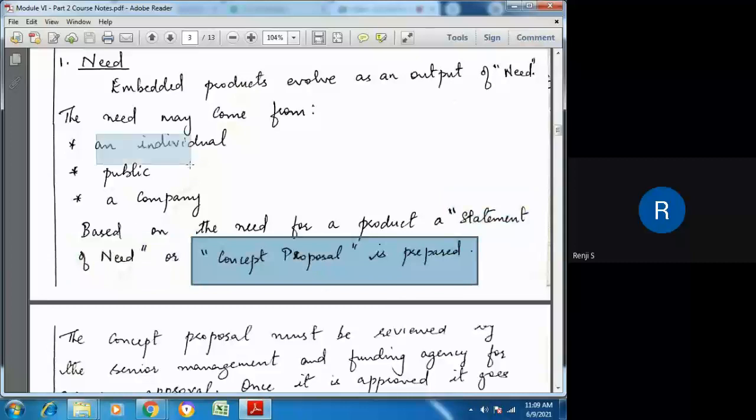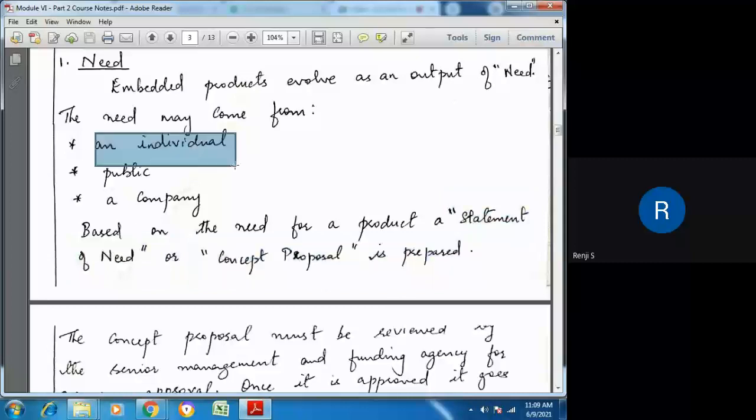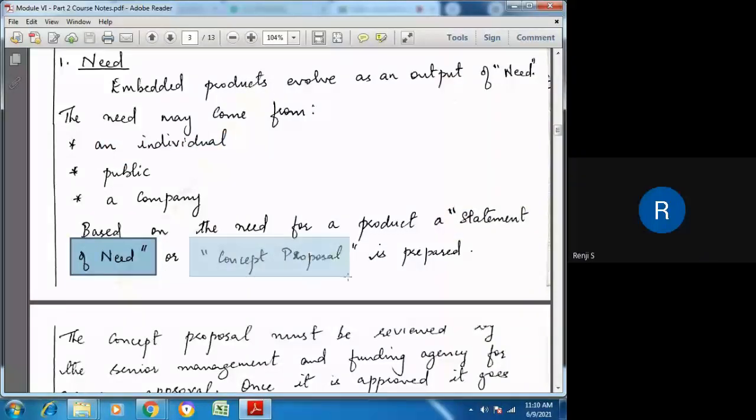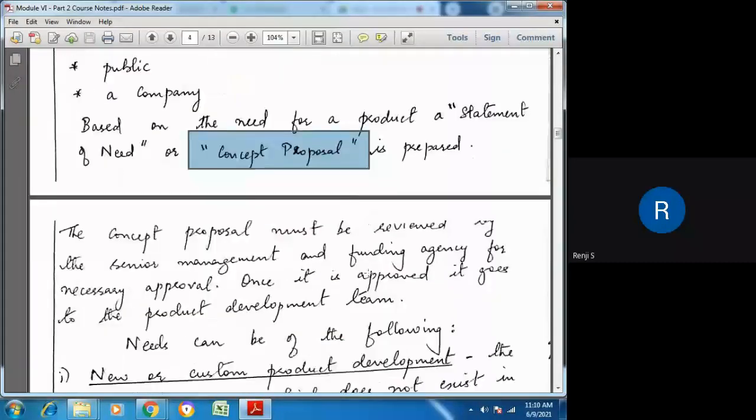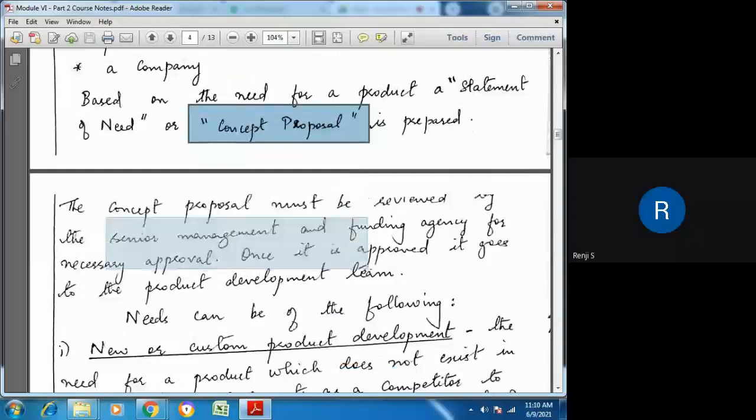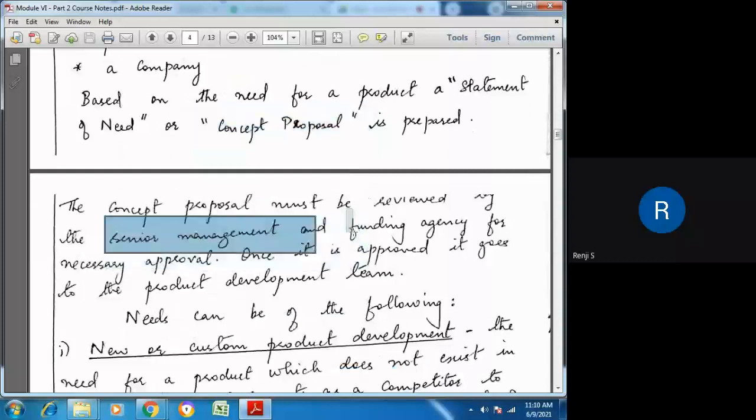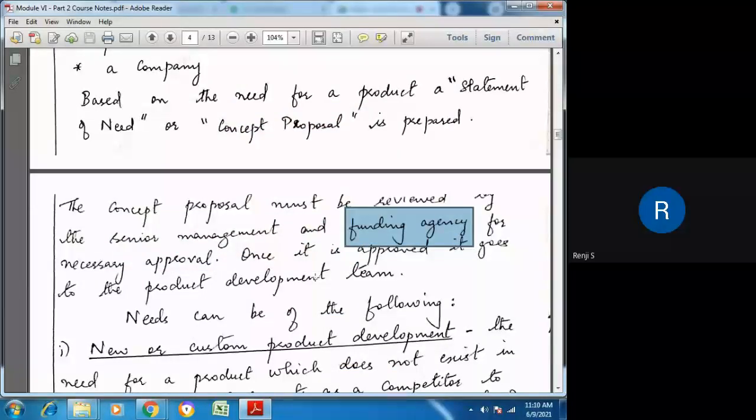Suppose an individual approaches us and wants to design something like a burglar alarm or something needed for his household. First we gather the statement of need from him. We have to get the statement of need, which is also called a concept proposal. Just like you give a project proposal, the need can be converted into a concept proposal. This concept proposal is to be reviewed by the senior management and the funding agency, to see whether it is feasible to develop the system and whether it is cost effective.